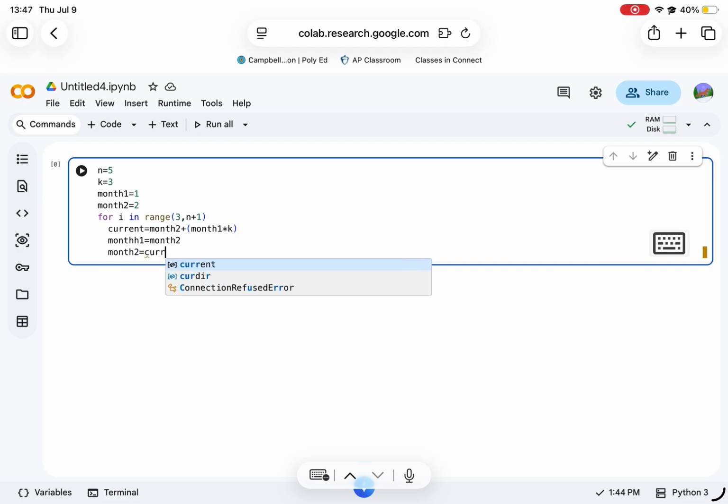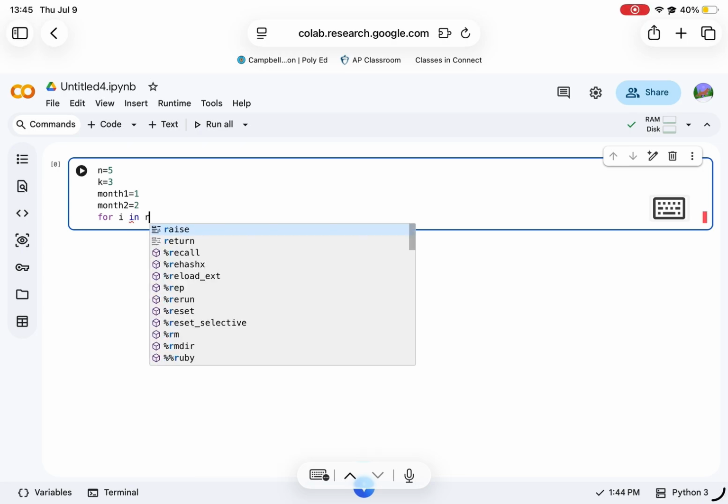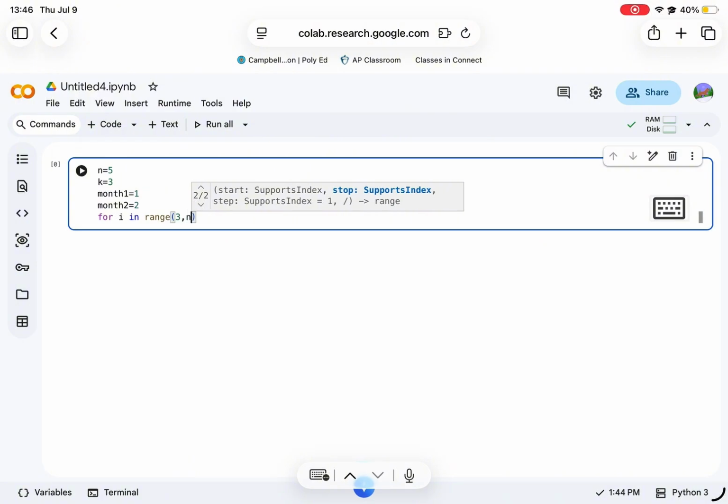One line that often confuses beginners is this. For i in range. Range generates a sequence of numbers for a loop to go through. For an example, range(3, 6) produces 3, 4, 5. Notice that 6 isn't included. Python includes the first number but stops before the second.